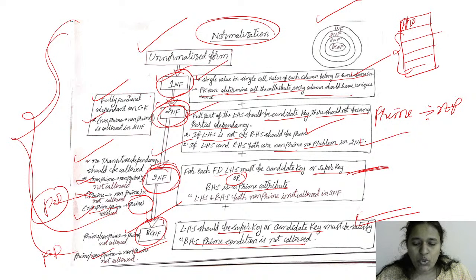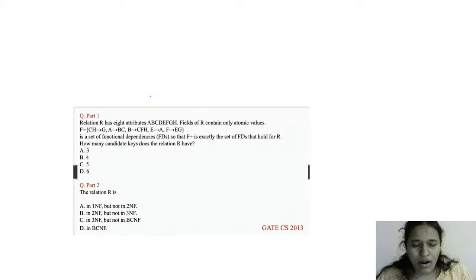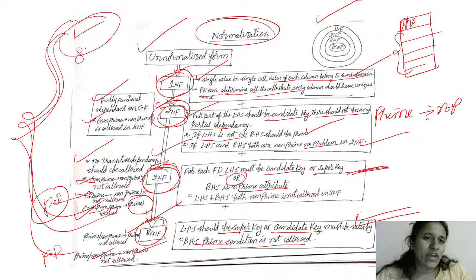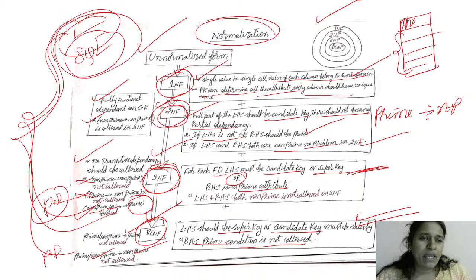Tomorrow we will solve more GATE previous year questions from normalization, which I brought here also, and I will explain lossy and lossless decomposition. Then we will go to transactions and concurrency control and SQL also. In this week I will complete all the important topics of DBMS.